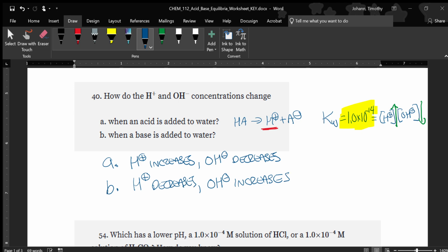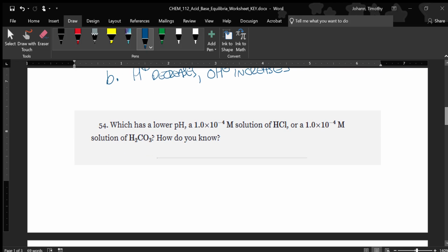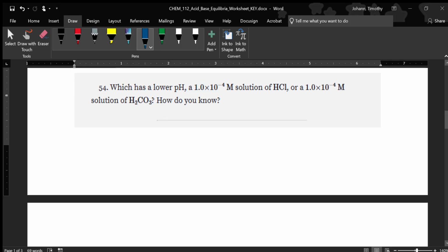Decreases, increases. Okay? Next question. Which has a lower pH? A 1 times 10 to the negative 4th solution of HCl, which you should hopefully recognize as a strong acid, or a 1 times 10 to the negative 4th, same concentration, solution of H2CO3. So this is carbonic acid. It is not one of our strong acids we need to memorize. So it's not a strong acid.